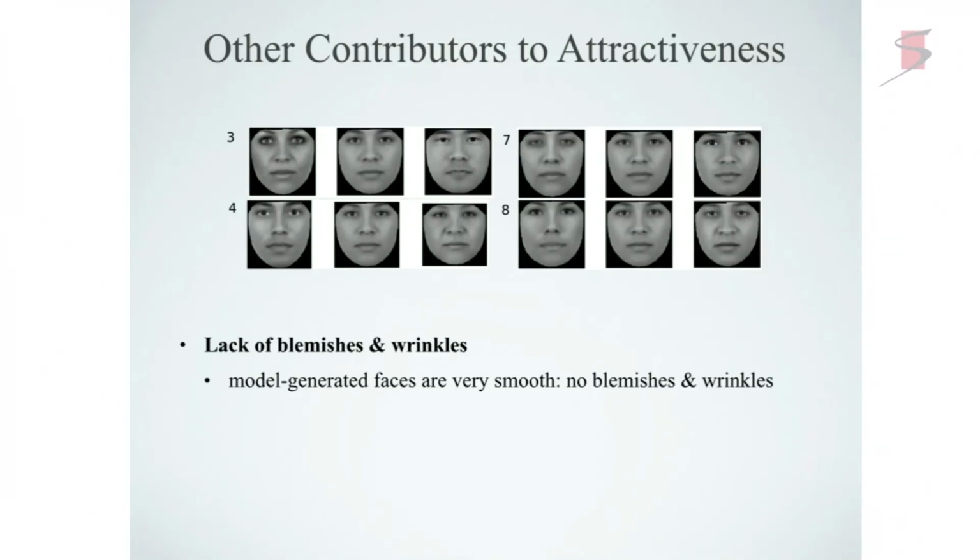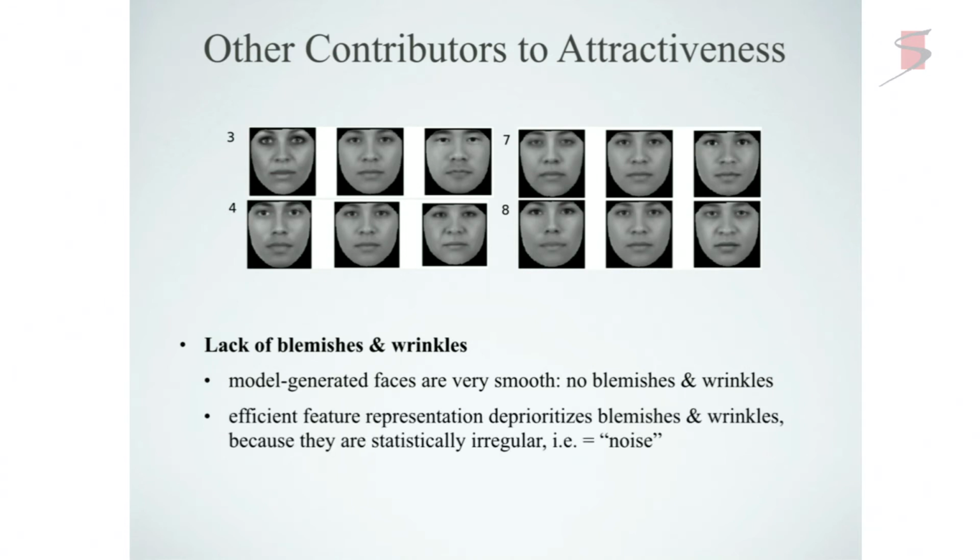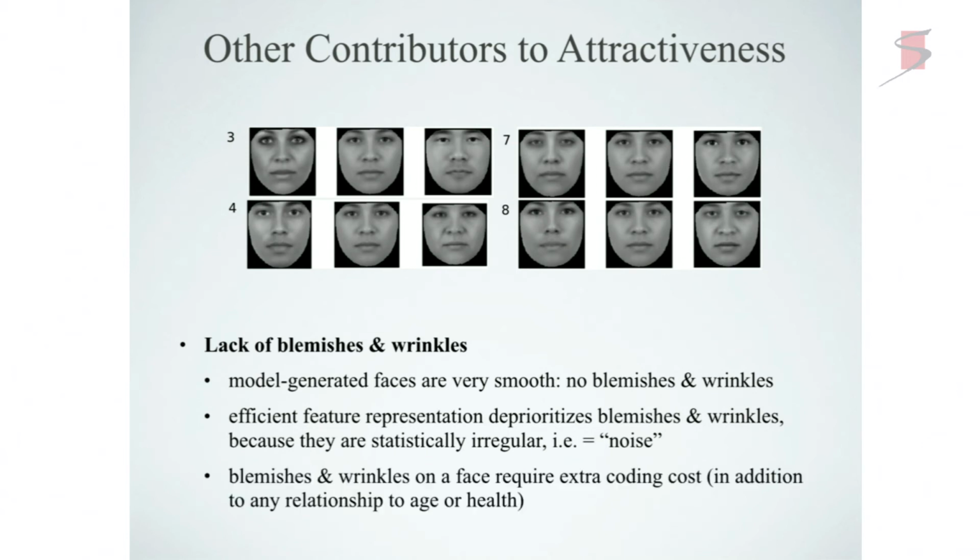Another factor is lack of blemishes and wrinkles. If you notice, all the model-generated faces on all these feature dimensions are very smooth. They don't have blemishes or wrinkles. That's because an efficient representation should deprioritize blemishes and wrinkles, which are different from face to face, right? So it's statistically efficient to ignore them as a source of noise. And so again, blemishes and wrinkles require extra coding costs in addition to any relationship to age or health.